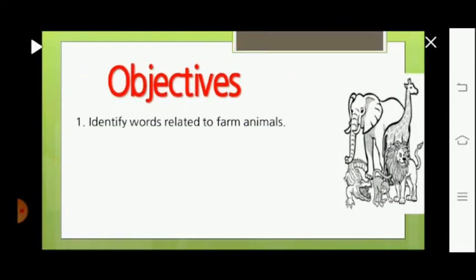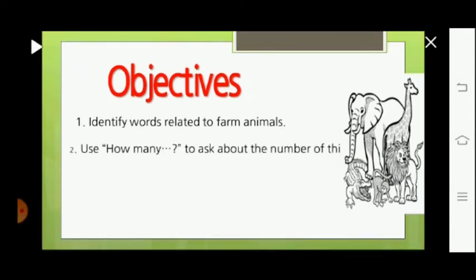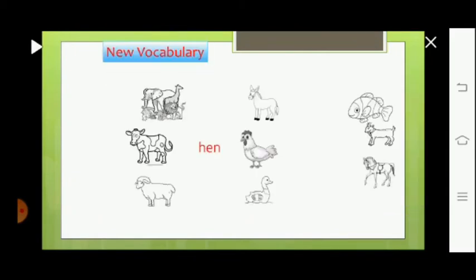Objectives. Number 1. Identify words related to farm animals. Number 2. Use how many to ask about the number of things. New vocabulary. Number 1. Animals. Animals. Okay.